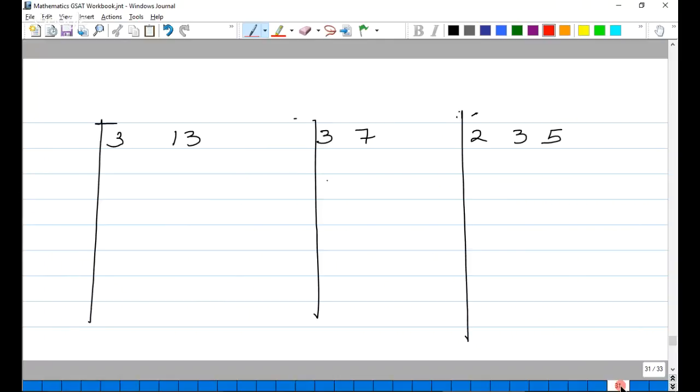What about 3 and 13? 3. What next? 13. Okay.